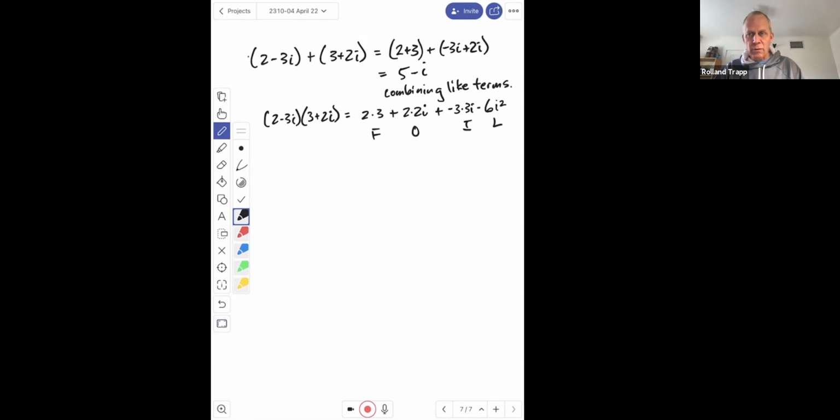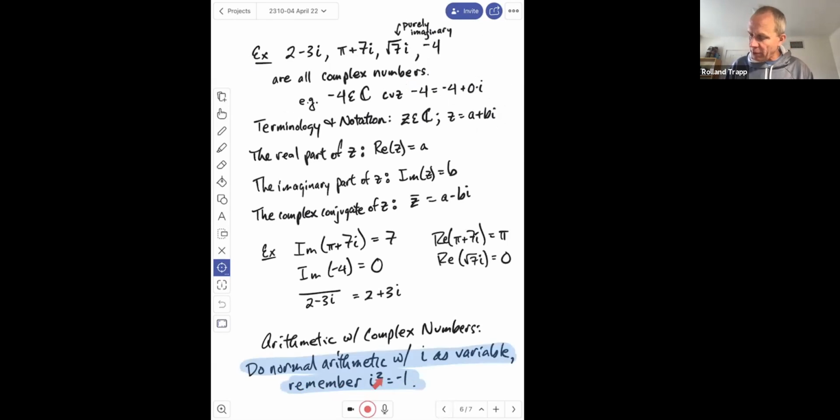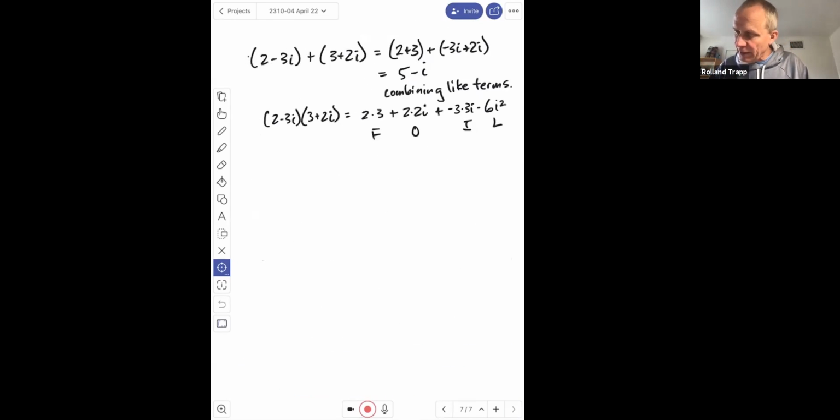So you FOIL it out normally. So the difference when you're multiplying them from when you're adding them: when you're adding them, you never get an i squared, right? So you never have to do the remember i squared is -1, okay? Don't have to do it. Here, when you multiply them, you do get an i squared. So you do have to figure that out.